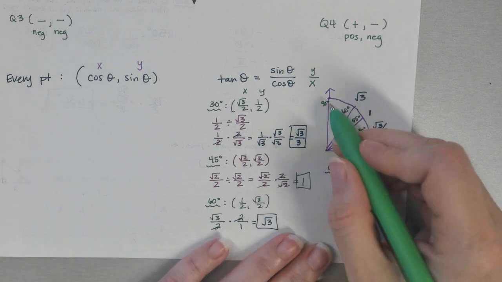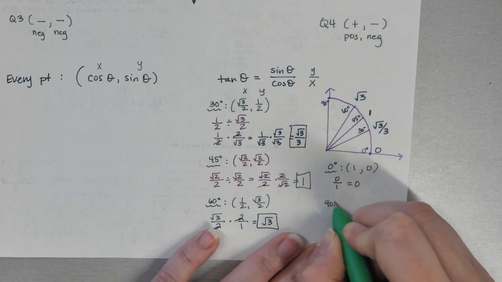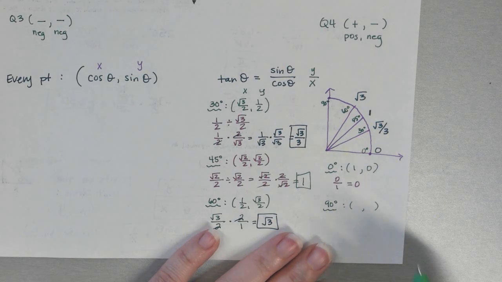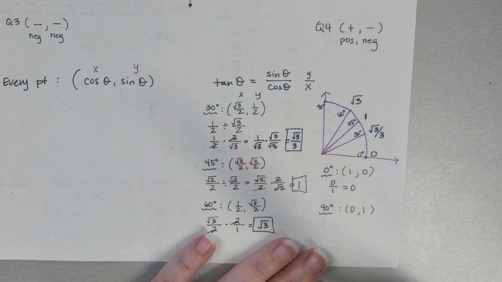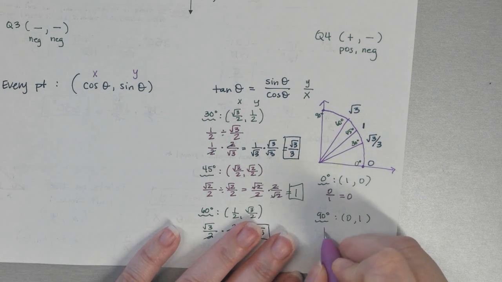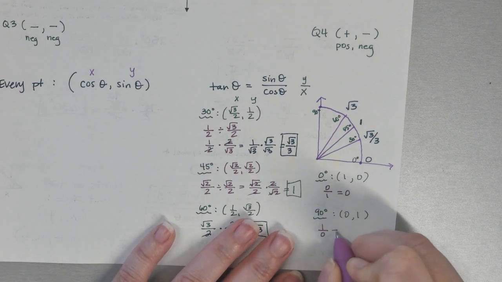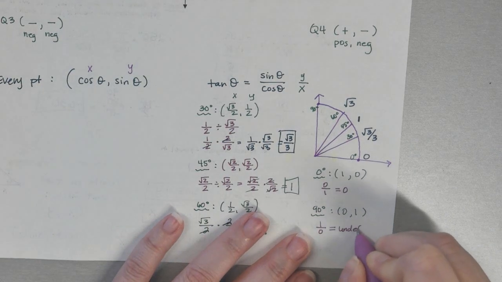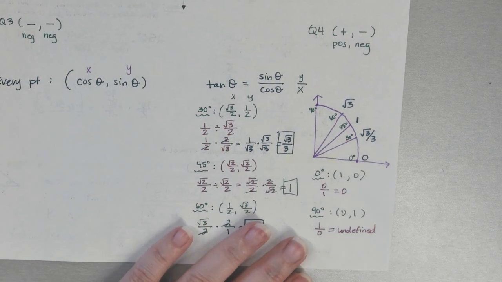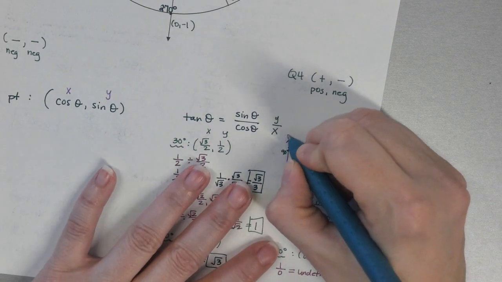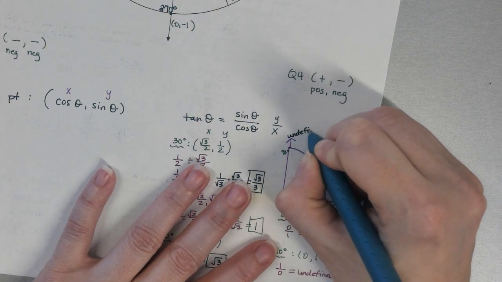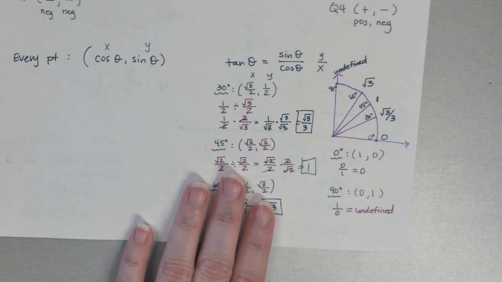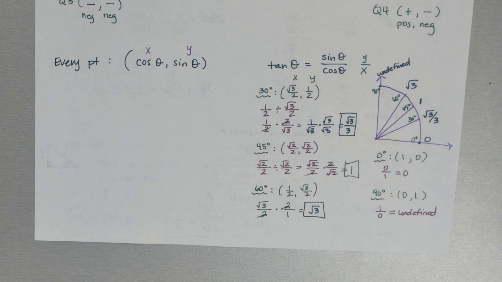Okay, and then at 90 degrees, what's your point? 0, 1. All right, so when I set this up, it's 1 over 0. Well, if 0's on the bottom, do you guys remember what we call that? Undefined. And that is the value. So you are going to write undefined here. And undefined is a possible answer. Okay, so with tangent, you could have undefined.